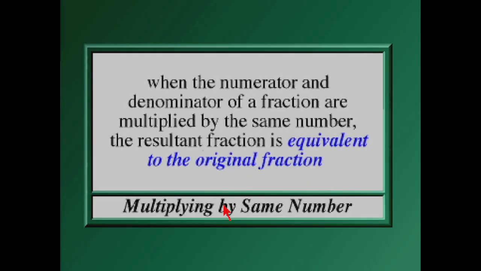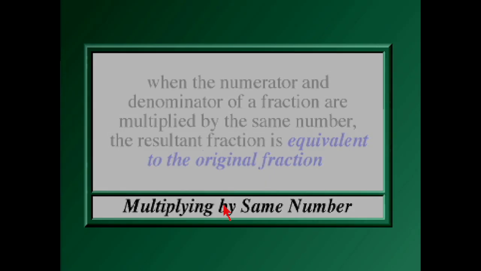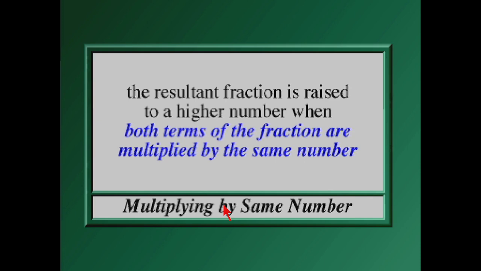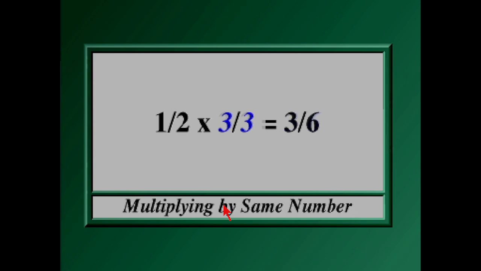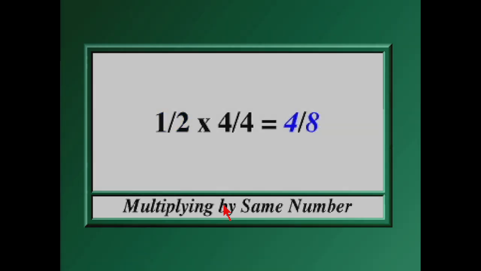When the numerator and denominator of a fraction are multiplied by the same number, the resultant fraction is equivalent to the original fraction. The resultant fraction is raised to a higher number when both terms of the fraction are multiplied by the same number. For example, 1/2 can be raised to 2/4 by multiplying 2 over 2. 1/2 becomes 3/6 when multiplied by 3 over 3. 1/2 becomes 4/8 when multiplied by 4 over 4.